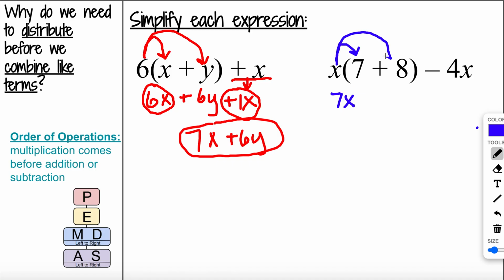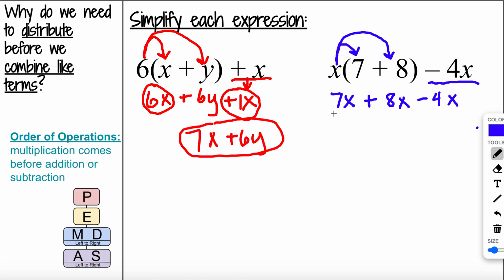And then we've got x times positive 8. x times 8 could be written 8x. We can stick the number and letter together to show multiply, but the number should come first. So now I know I've got 7 x's and I've got 8 x's because I've distributed. But we still have this minus 4x that's kind of hanging off the back here. So let's go ahead and drop that down into our expression.